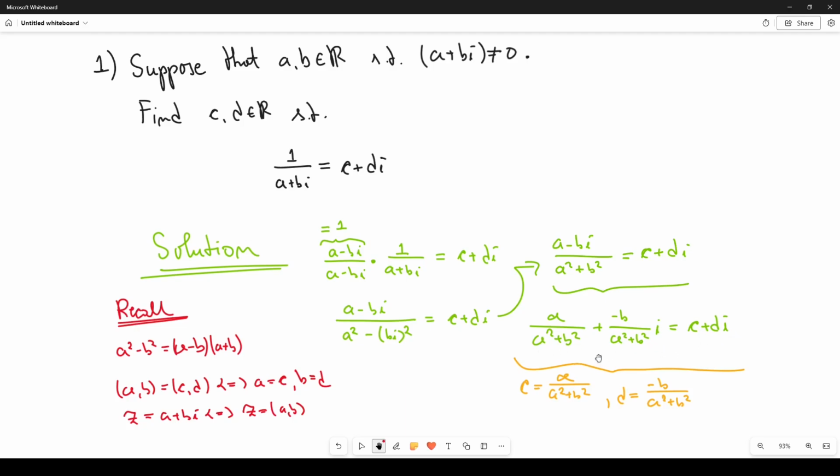So we have two complex numbers that are equal, and recall complex numbers are just ordered pairs, and ordered pairs are equal if their coordinates are equal. So c has to be equal to this, and d has to be equal to the imaginary part. So d is equal to this. And that's how we get c and d. So whenever you're given a and b, you can calculate what c and d have to be to get the multiplicative inverse of your given complex number.